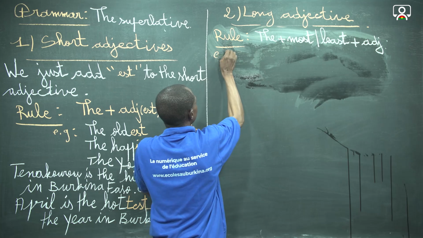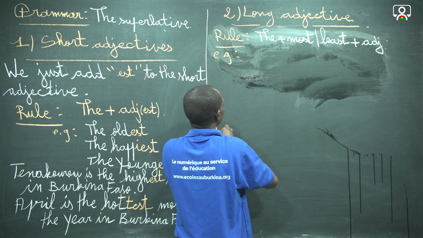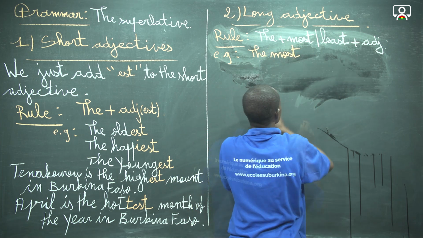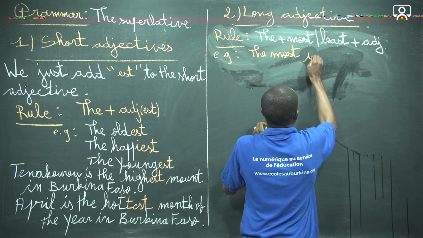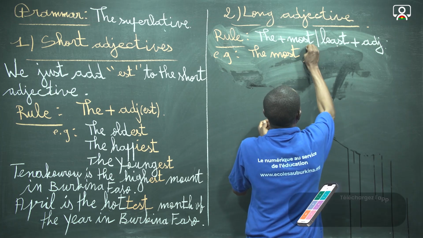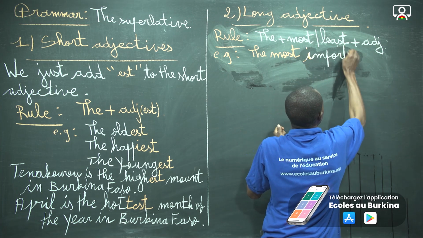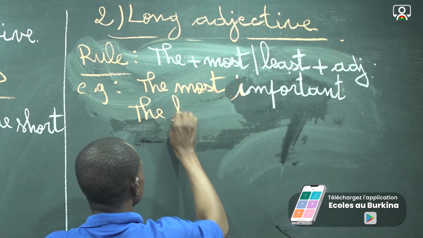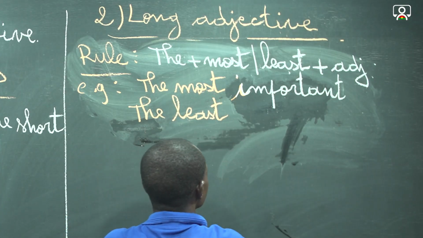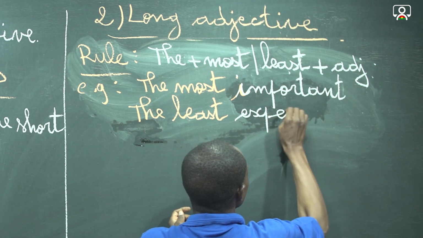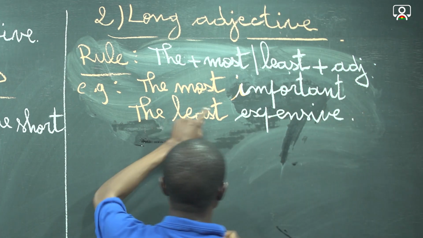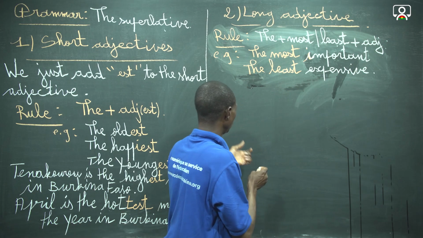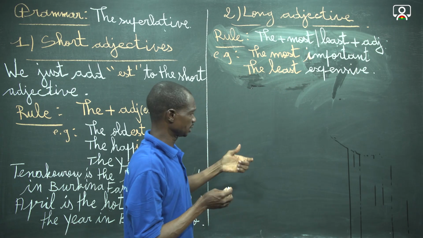Example, you can say the most important. Another example, with least, the least expensive. The most important, which means le plus important, and the least expensive, le moins cher. Then we are going to contextualize these two examples.